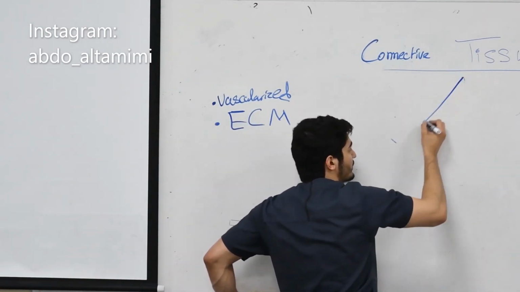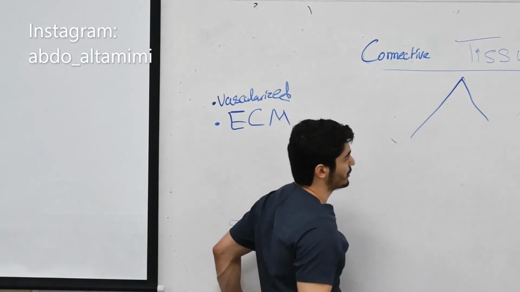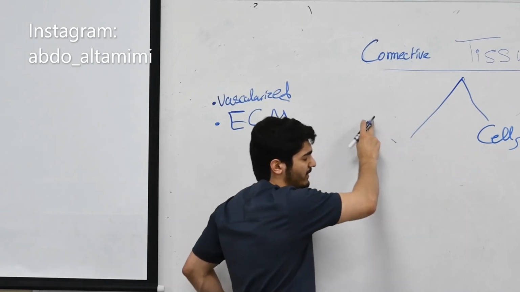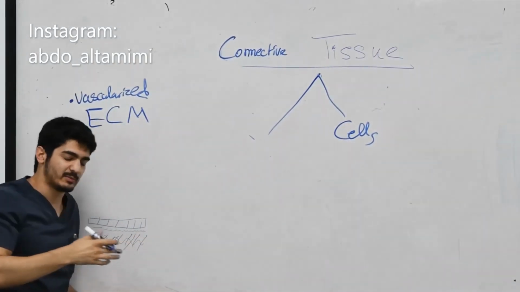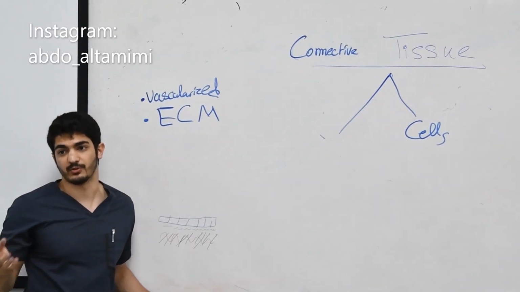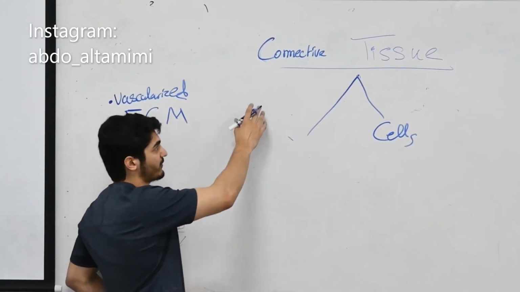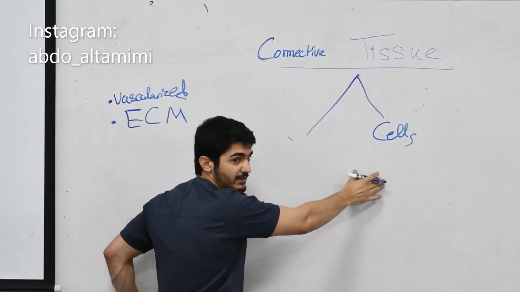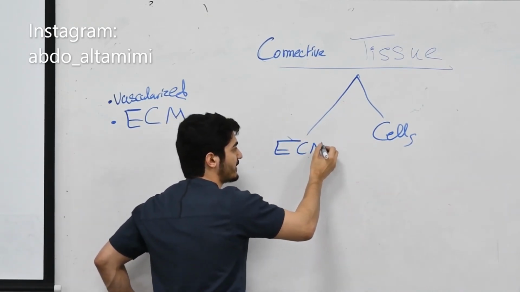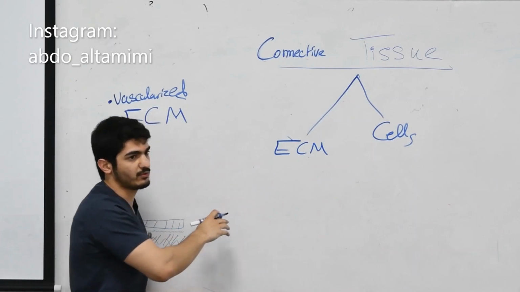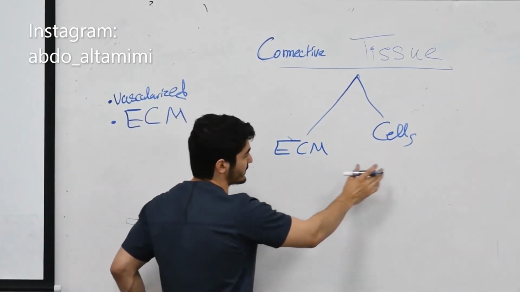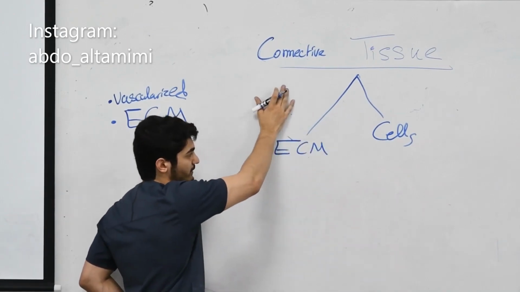Now, connective tissue. To have connective tissue, we need two things. We need different types of cells depending on what kind of connective tissue we have. Whether it is bones, we may have osteocytes. If we have cartilage, we have chondrocytes. Depending on the type of connective tissue, we have different types of cells. And we also have extracellular matrix. The extracellular matrix of each connective tissue is not the same. Okay? We need both of those two to have connective tissue.